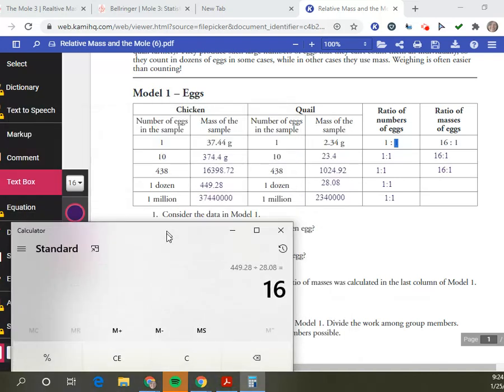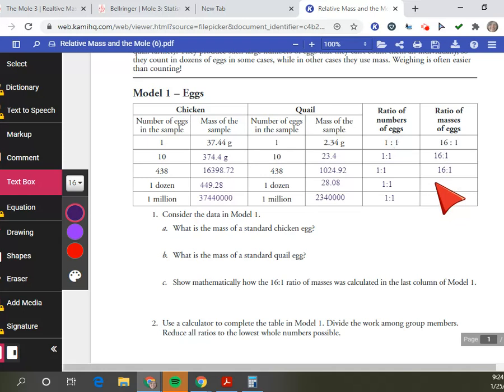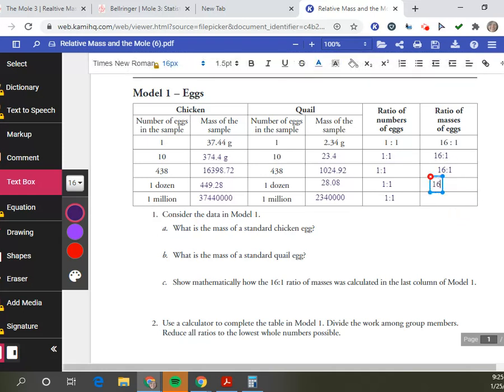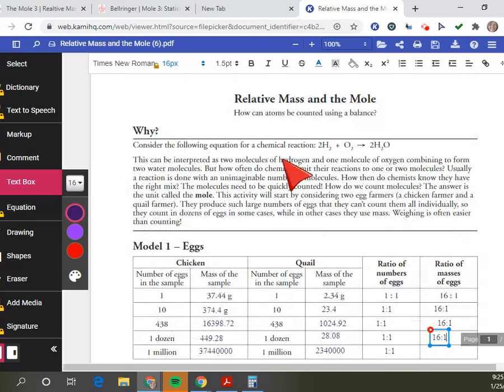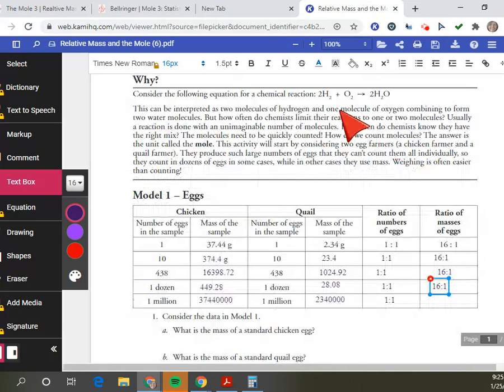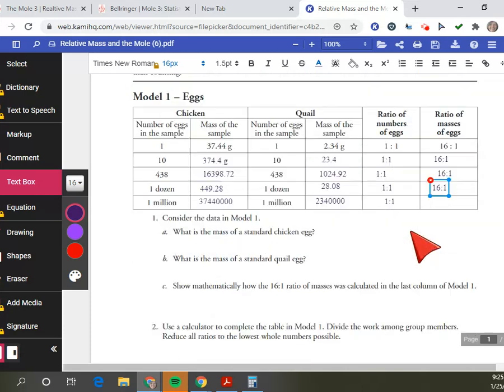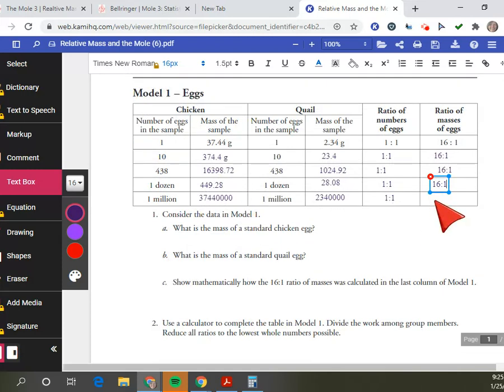16 again. So this is why we use moles, because of the ratio when we're looking at a chemical equation. For instance, like it said in the paragraph up here, it talked about water. If I need 2 moles of hydrogen and 1 mole of oxygen to get 2 moles of water, then I can use the masses in order to get a 2 to 1 ratio in my chemical reaction. So this last one is also 16 to 1.